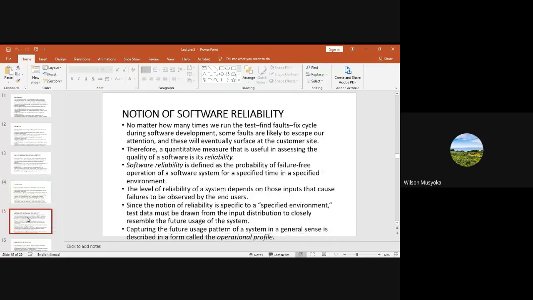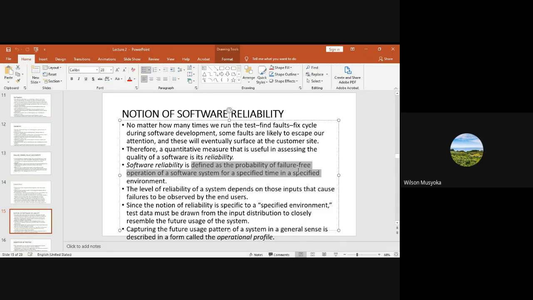So, when we talk about software reliability, what exactly do we mean? Or when we are talking about the software being reliable or being able to be used even when there are errors and faults. It means that no matter how many times we run the test, find, and fix cycle during software development, some faults can escape our attention, and then these will come up at the customer site or when the system has been deployed. So when we talk about the system being reliable, it means that the probability of having a failure-free operation of the software is very high until some activity triggers an error to occur.